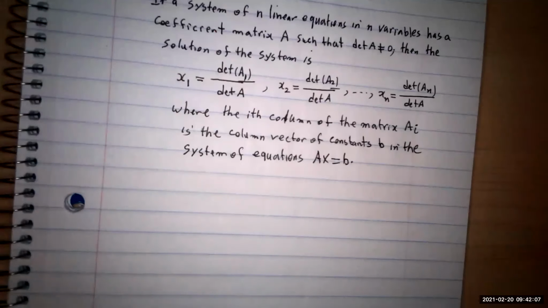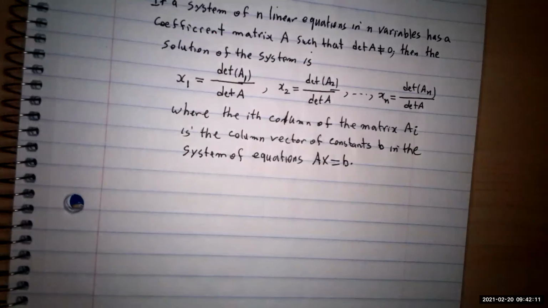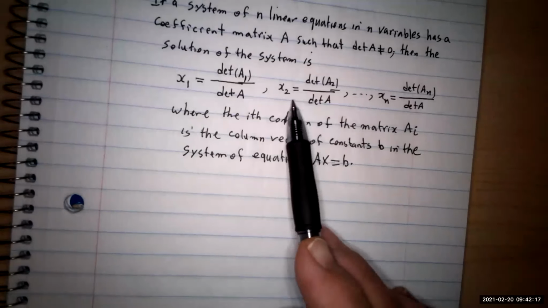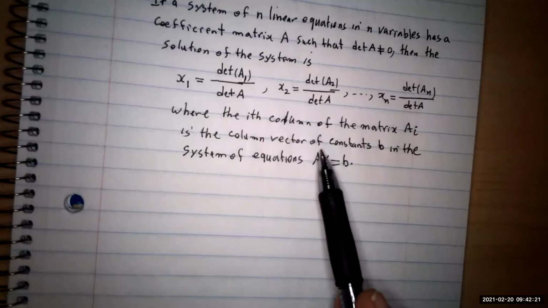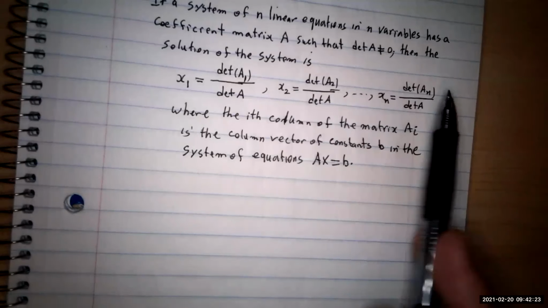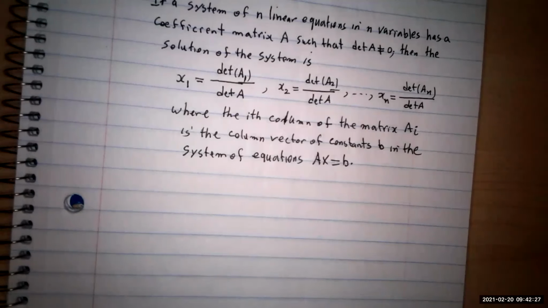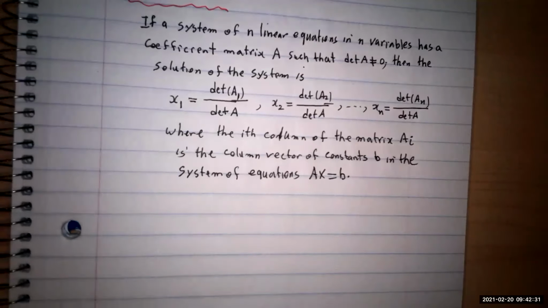So you want to find x1: the first column is the coefficients of x1, and you replace it by the B. If you want to find x2, you replace the second column by the B to find the determinant of A2, A3, ..., An. That gives you the result. Very easy formula and very easy to prove. Let me give a proof of how we're going to prove it.